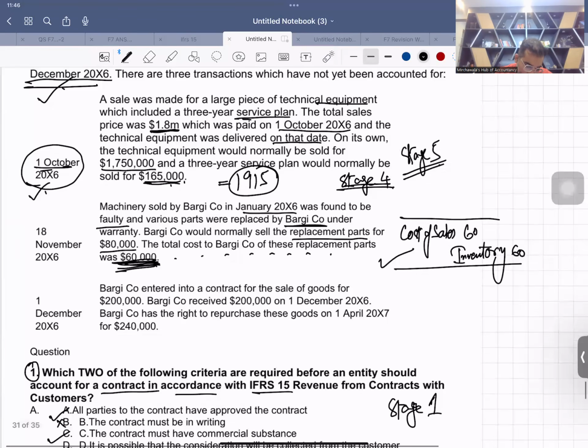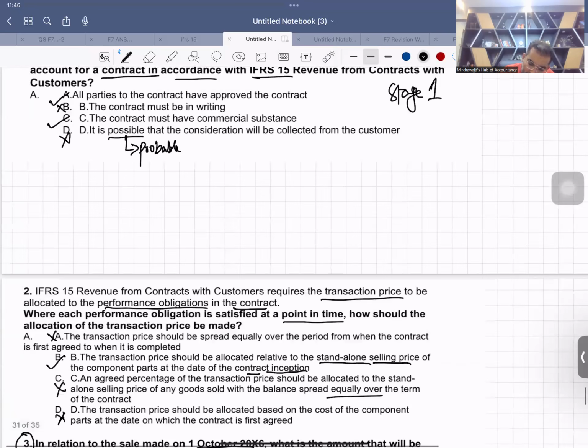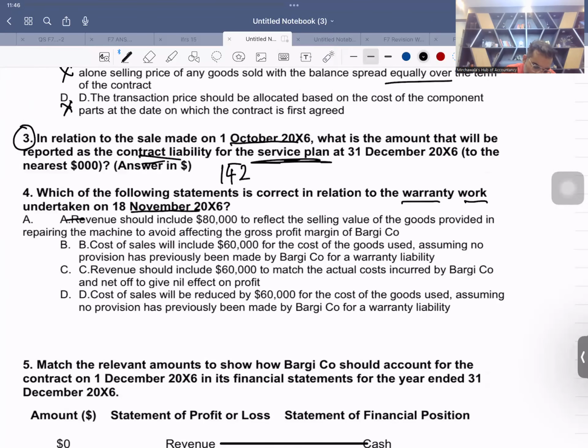So please check it out. Number 4, which of the following statements is correct in relation to the warranty work undertaken on 18th November? A: Revenue should include... no, this is not a revenue transaction. You are doing the replacement for free. Not at all any income. Revenue should include 80,000. Wrong.